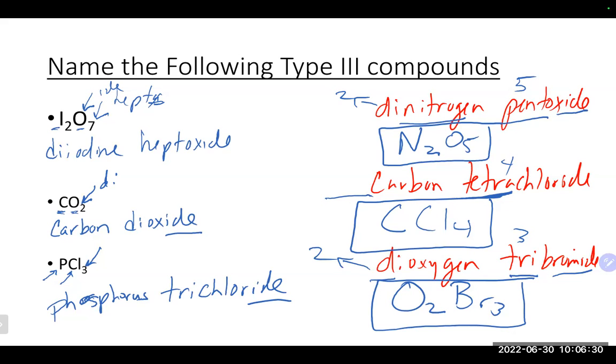Really, the only place outside of type 3 that you would have a prefix is a polyatomic ion that actually just has a prefix in its name, like dihydrogen sulfate or something like that. So there may be a polyatomic ion that has a prefix as part of the name, but other than that, really, this is the only place where you should see prefixes. Any questions on type 3?